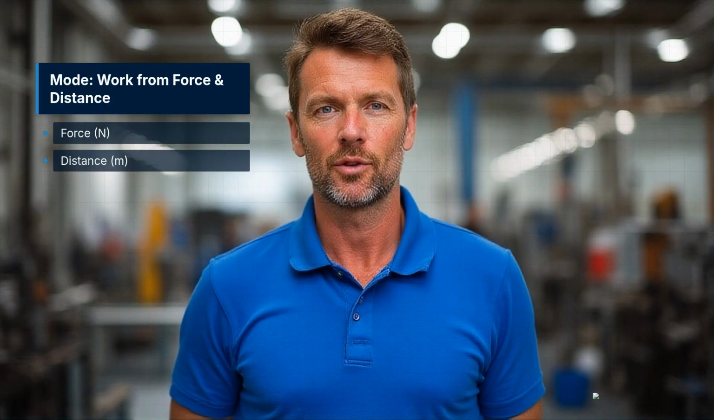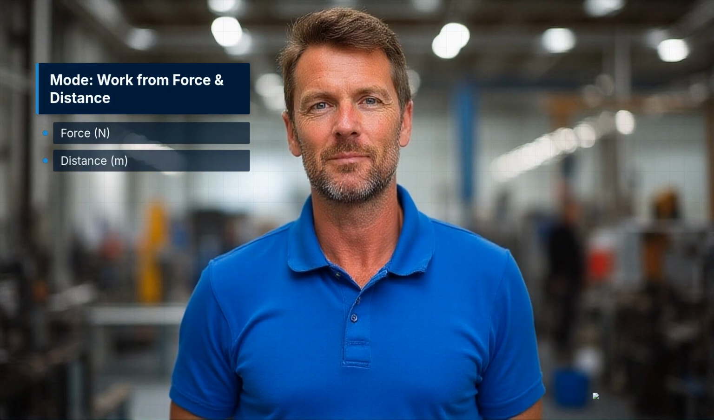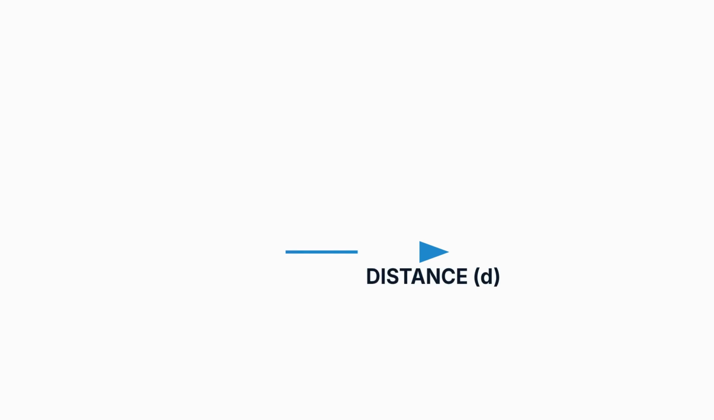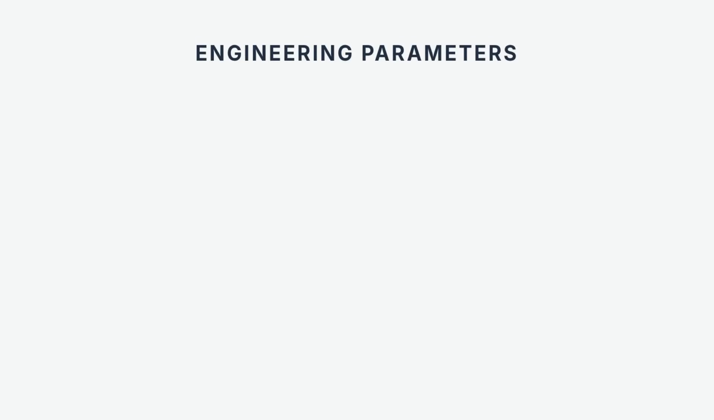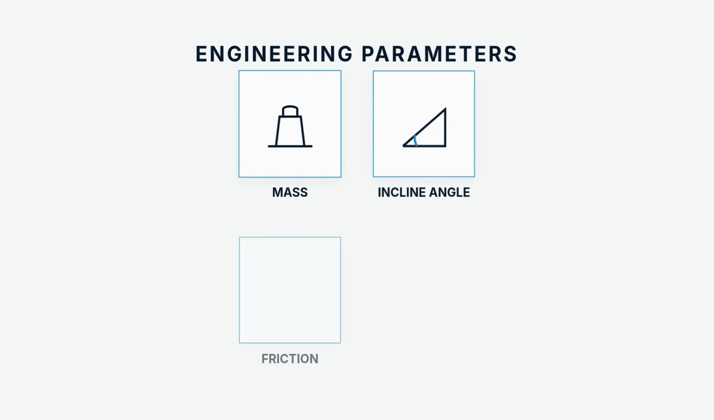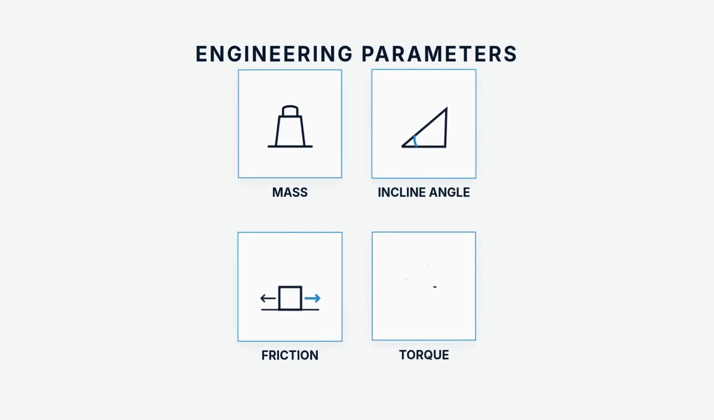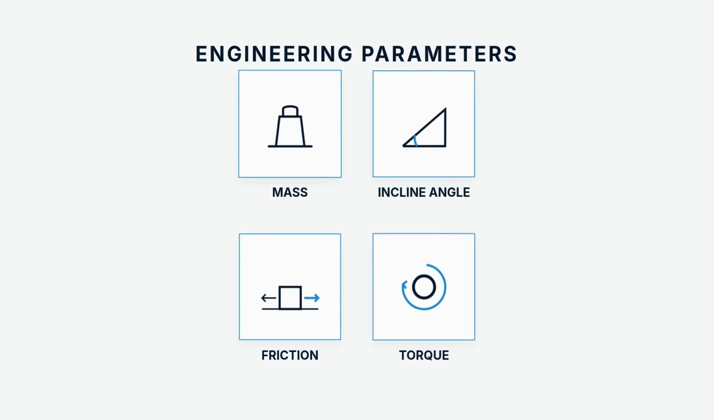The input fields include force in newtons, distance in meters, angle in degrees, which defaults to 0, work in joules, mass in kilograms, incline angle in degrees, friction coefficient, torque in newton meters, angular displacement in radians, initial force in newtons, and final force in newtons.